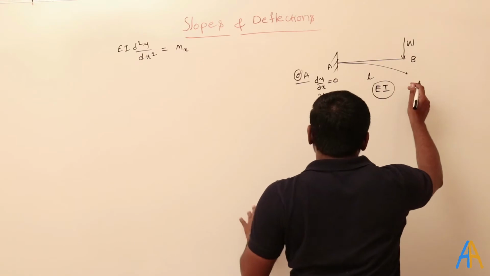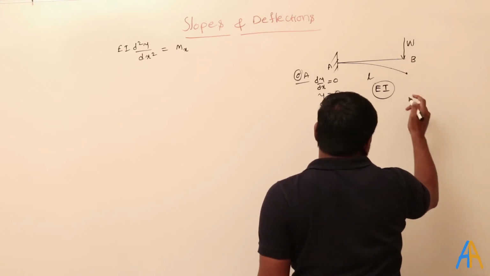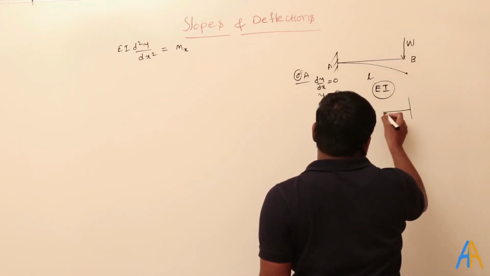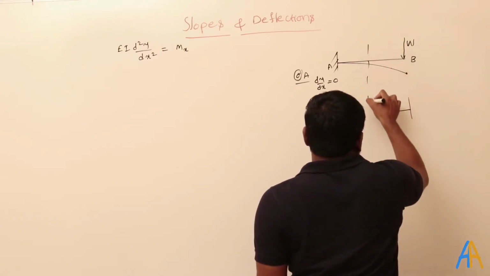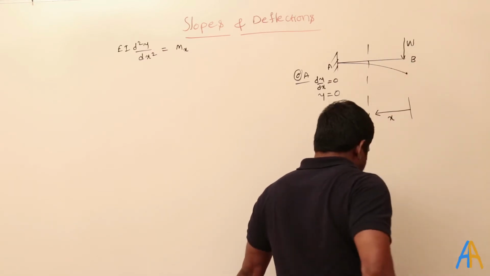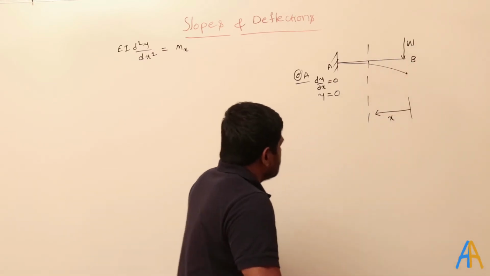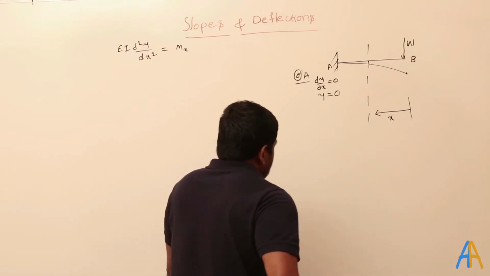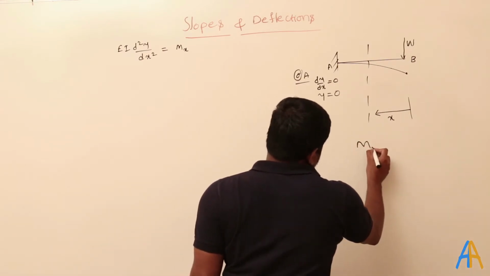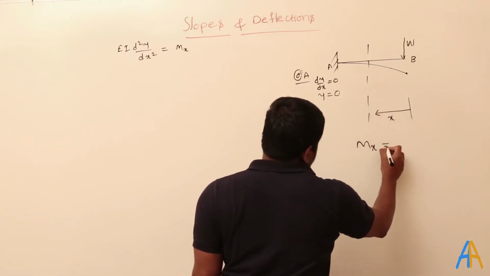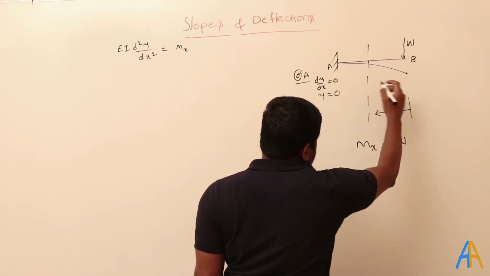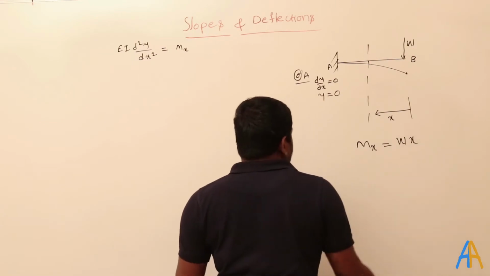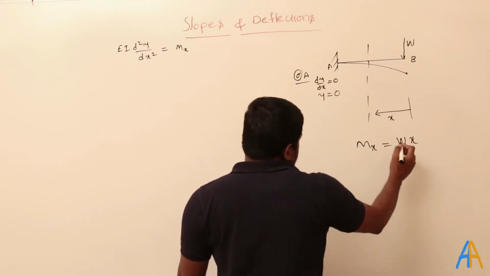So here always you better take from the free end. So I have taken from the free end at a distance of x. What is the meaning of that? At this cross section I am trying to find out the moment. So what is the moment Mx at a distance of x? It is W into the distance x. Whether it is positive or negative, it is negative.